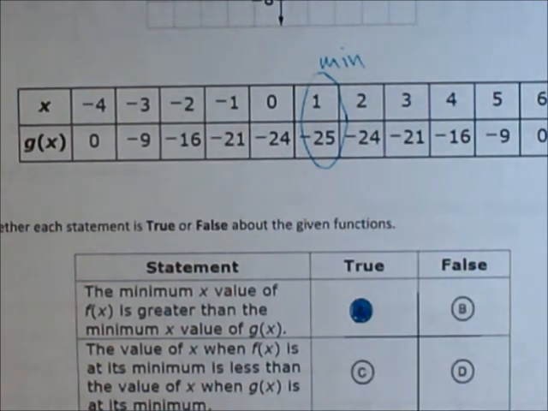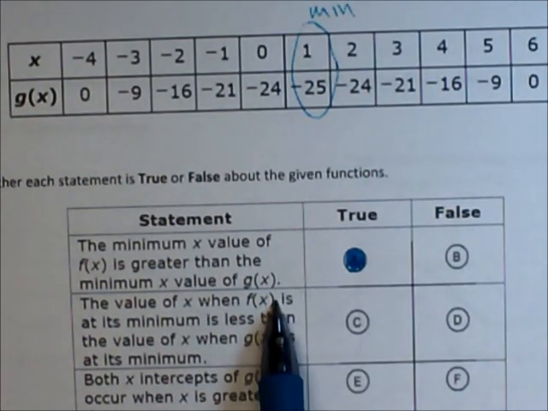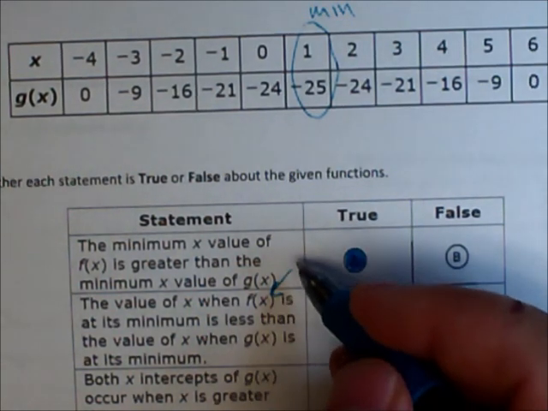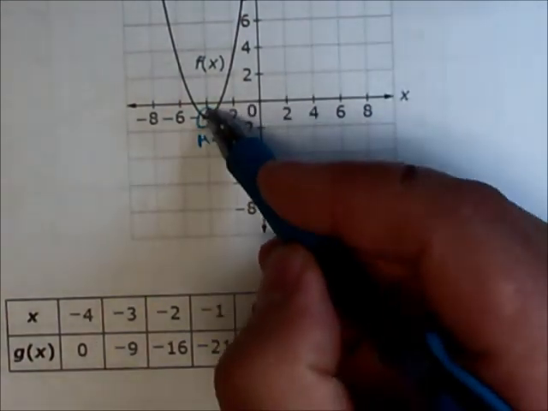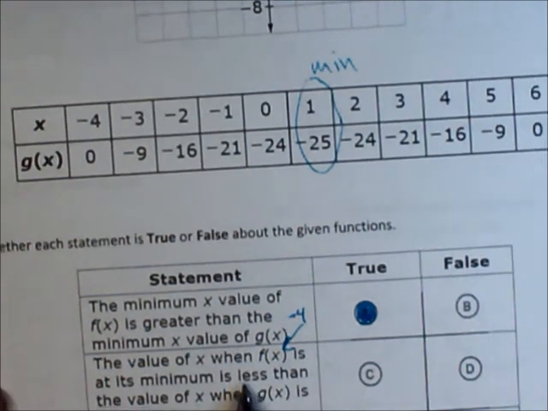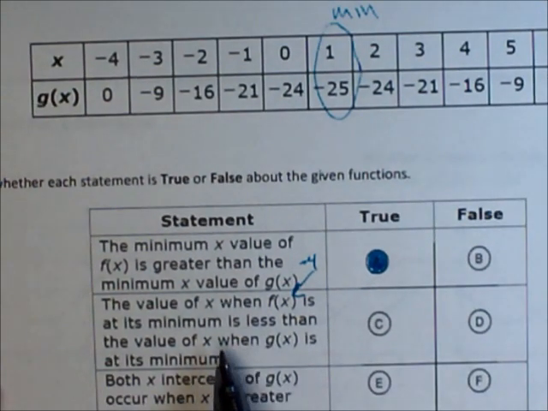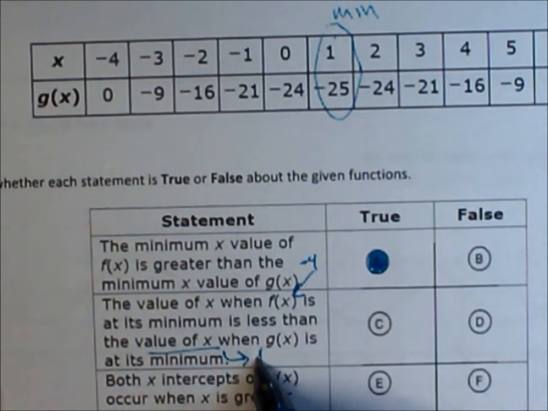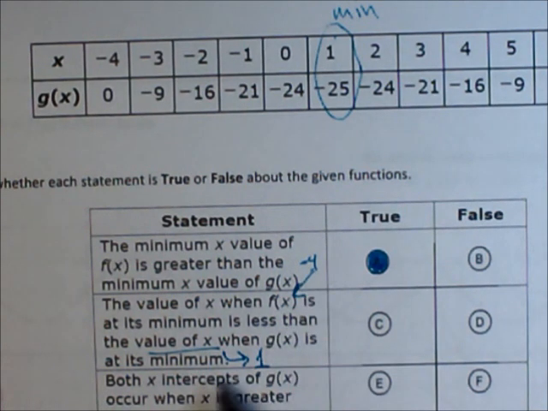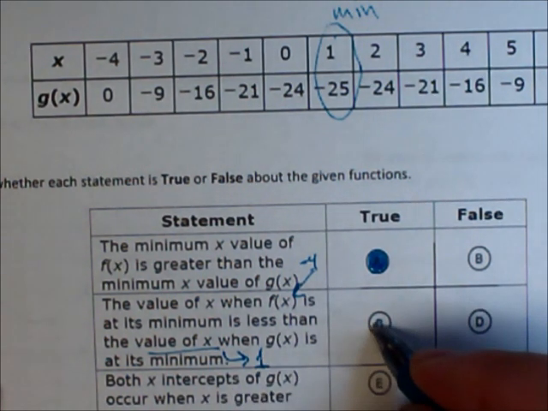The value of x when f of x is at its minimum, that would be -4, is less than the value of x when g of x is at its minimum, and that would be 1. So -4 is less than 1. That's true.